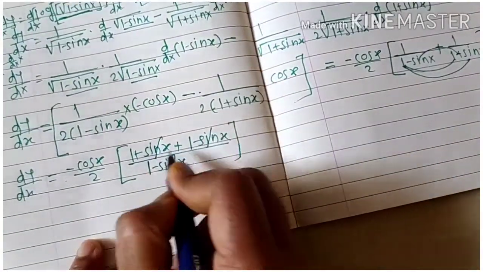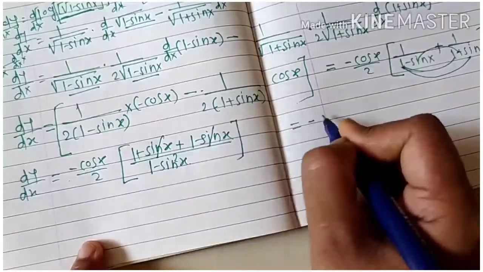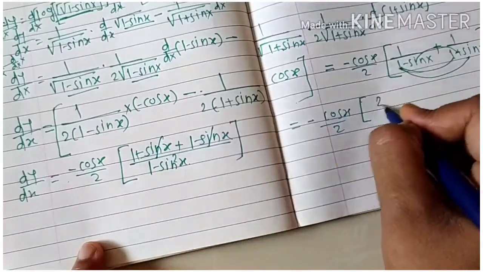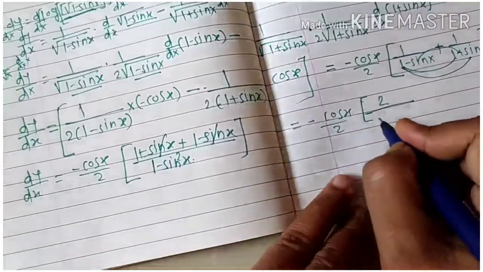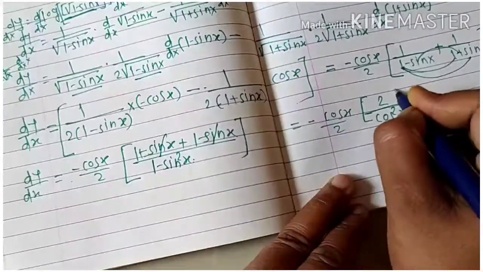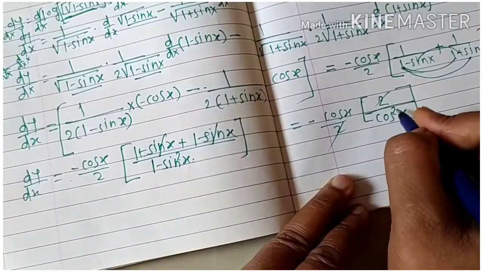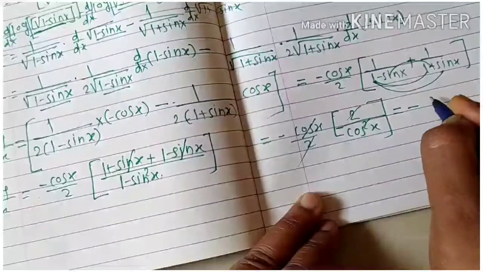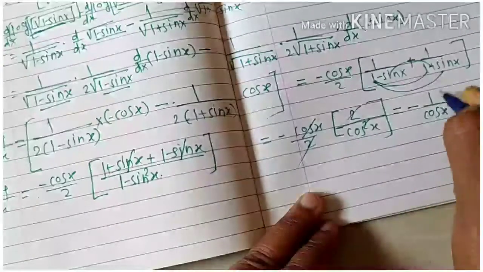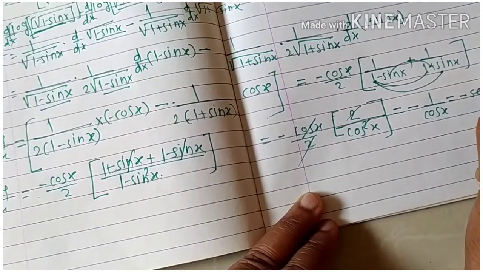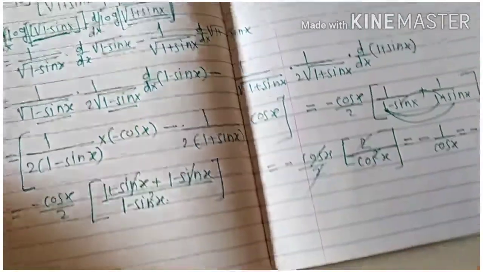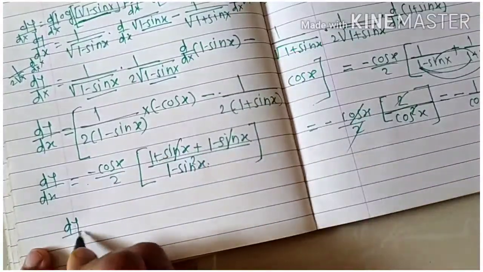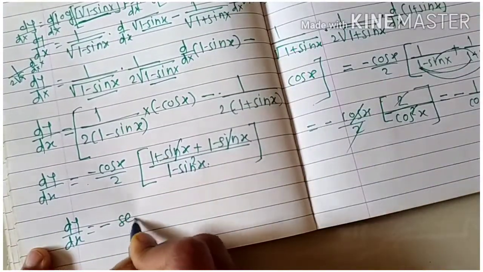Then this minus plus gets cancelled, here is 2 times, so minus cos x divided by 2, numerator 1 plus 1 is 2, and 1 minus sin square x means cos square x. Okay, then this 2 gets cancelled, out of this one cos x gets cancelled, the remaining is minus 1 upon cos x, and 1 upon cos means sec, so minus sec x. That is, the value of the derivative dy by dx is minus sec x.